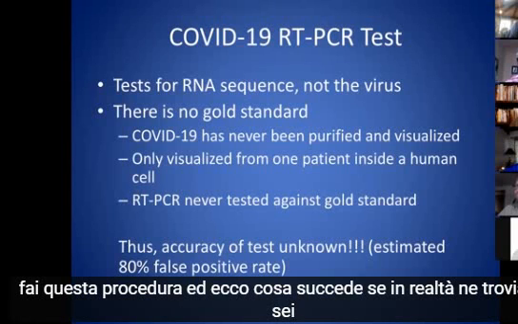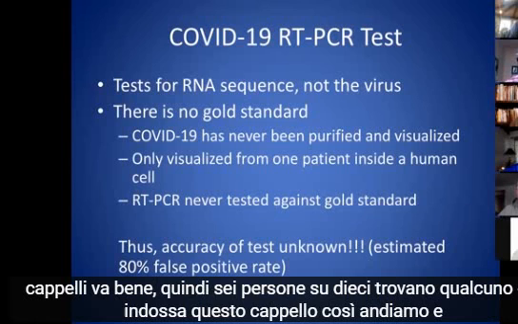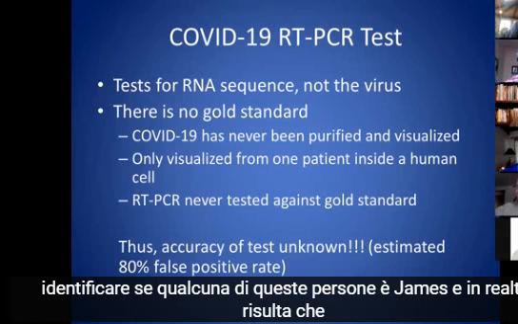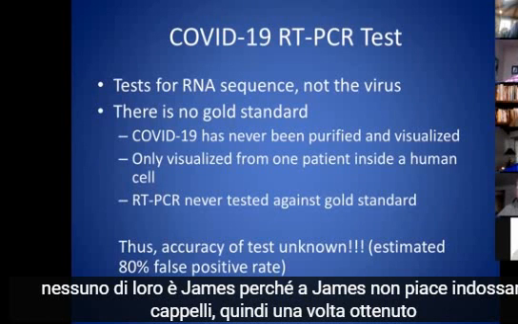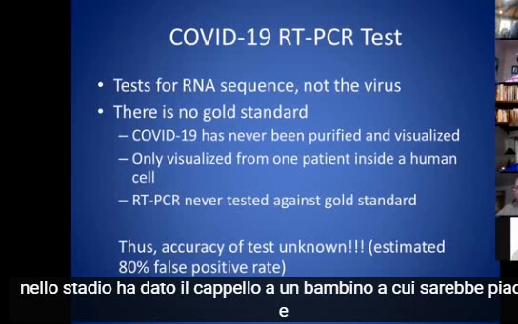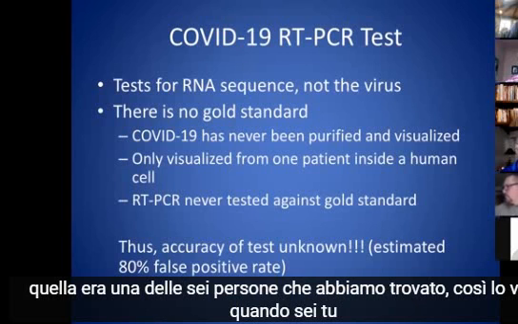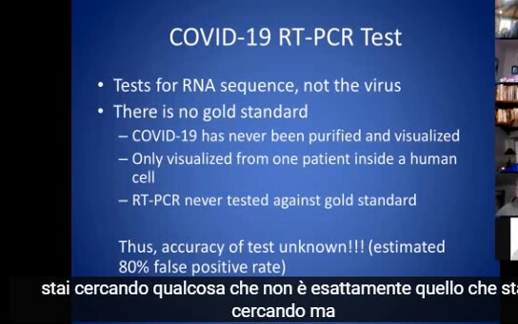Okay, so we do this procedure, and lo and behold, we actually find 6 of these hats. So 6 out of 10 people find someone wearing this hat. So we go and identify if any of those people are James. And it actually turns out that none of them are James, because James doesn't like wearing hats. Once he got in the stadium, he gave his hat to some kid who would have liked it, and that was one of the 6 people that we found.